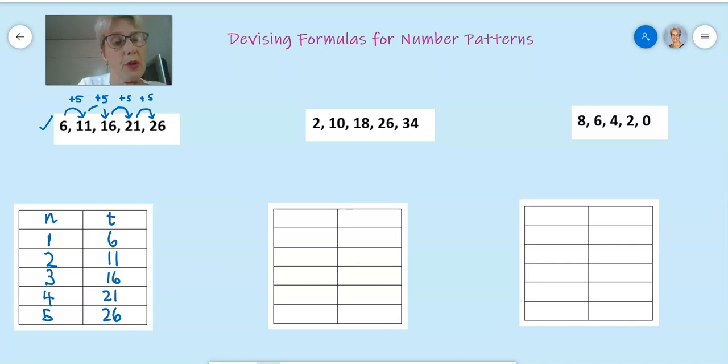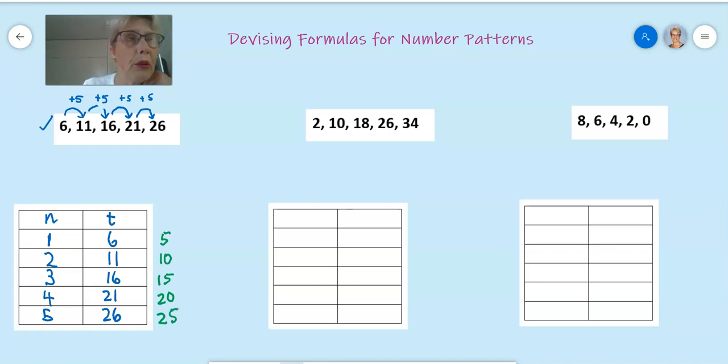Now, the next thing that I do is I go back to the rule. Now, the rule here was plus 5. This tells me that this particular sequence or pattern is based on the 5 times tables. So what I'm going to do here is I'm going to write down the first 5 answers of the 5 times tables. And I'm going to write each answer next to each term in my pattern. So down here, I've got 5, 10, 15, 20, 25.